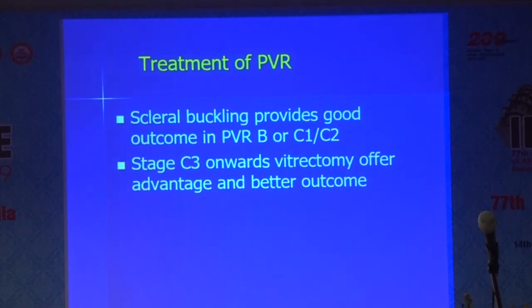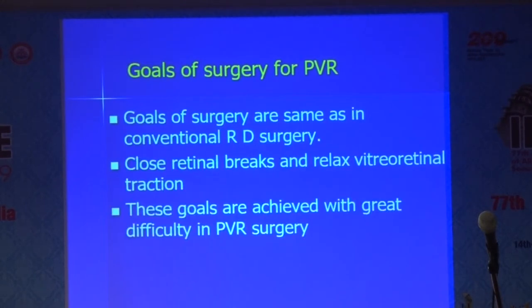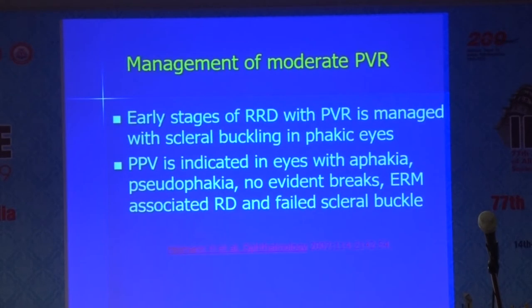So the treatment basically, scleral buckling would be good if you do it in the initial stages. You'll do very nicely. But if it goes on to C3 onwards, most of the time you require vitrectomy. The goals of the surgery are the same as in conventional RD surgery: close all breaks, relax vitreoretinal traction. These goals are achieved with great difficulty in PVR surgery.